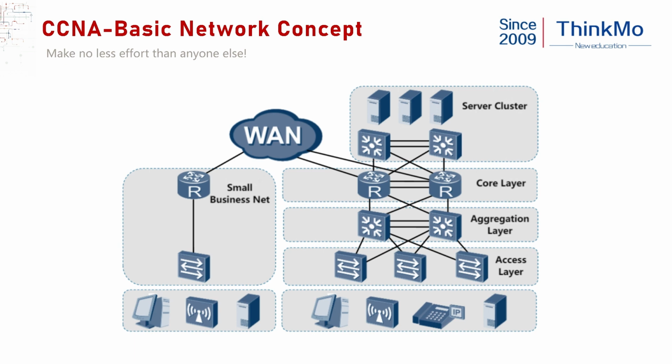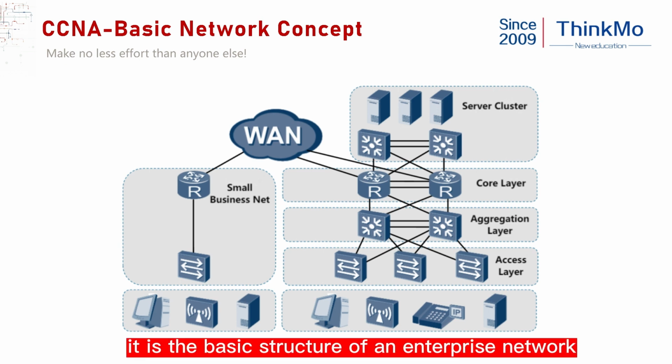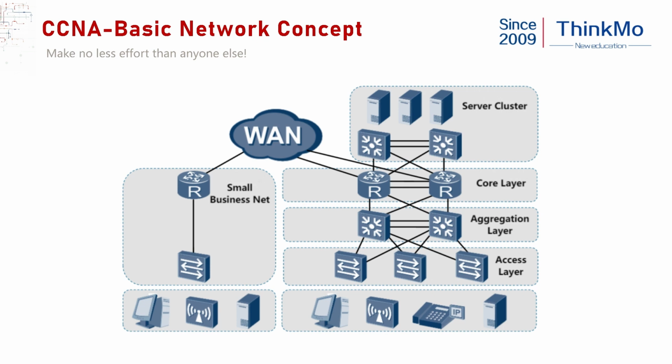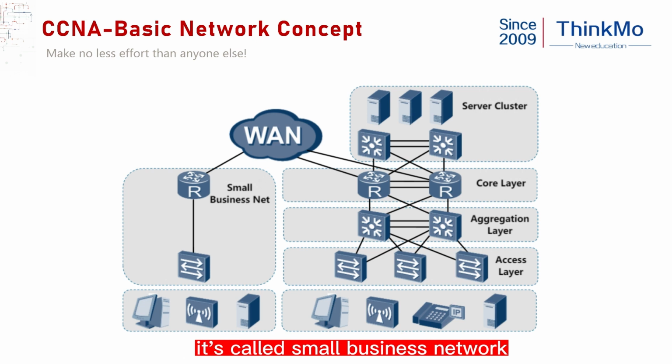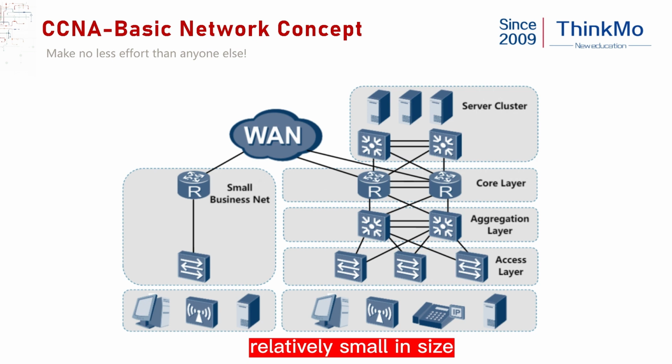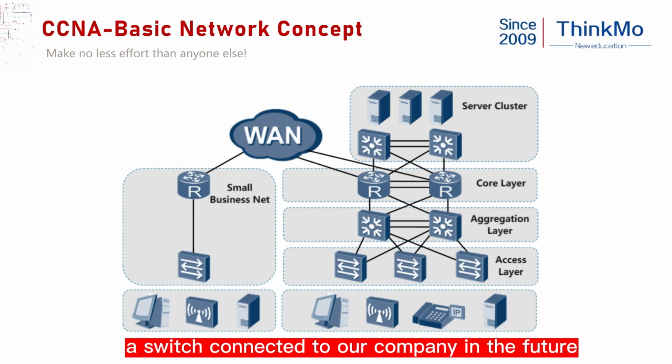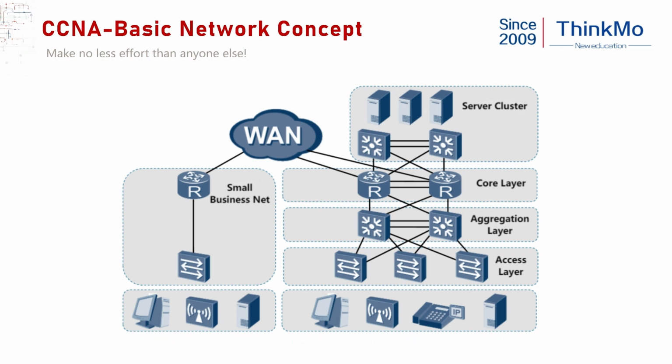Further down is the basic structure of an enterprise network. For the left, we can see that it is marked very clearly. It's called small business network. What is a small business network? Relatively small in size. For example, a normal PC, a wireless device, a server or a desktop PC. Let's just assume it's the server. They connect to a switch in the company, the switch to a router, and the router to the WAN.